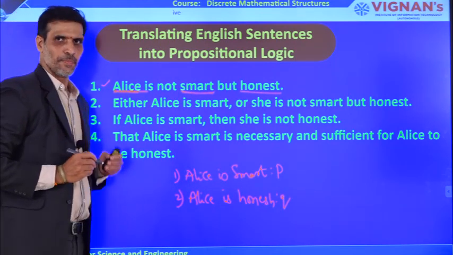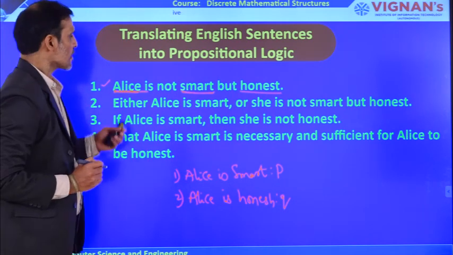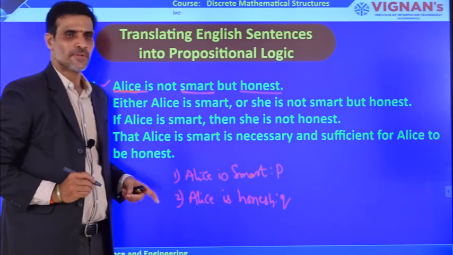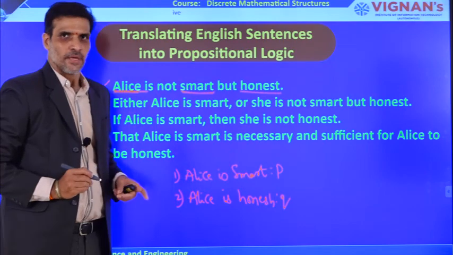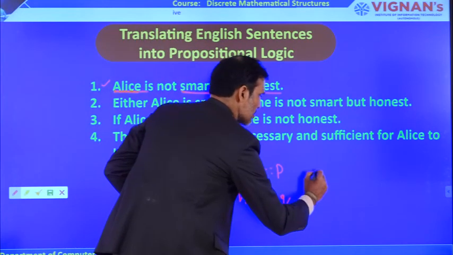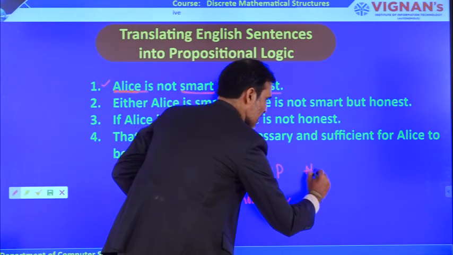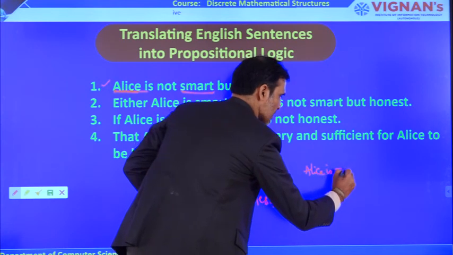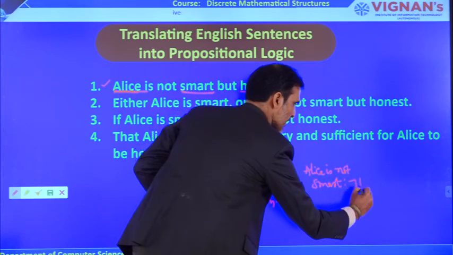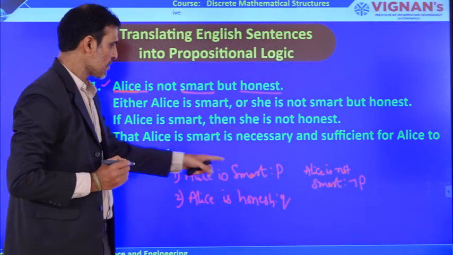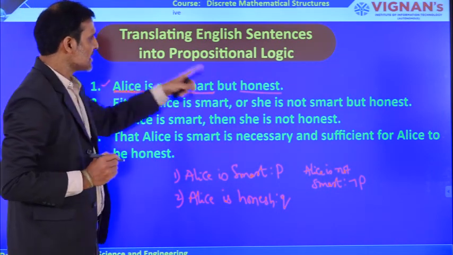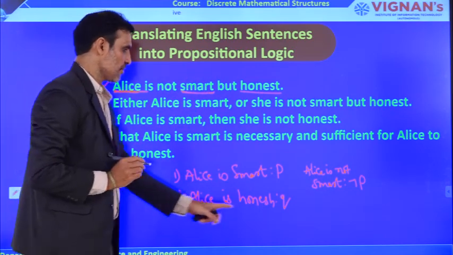Once you have assigned the two propositional variables to the sentences, now, Alice is not smart. Here we have taken Alice is smart as propositional variable P. But here it is given that Alice is not smart, therefore we have to take what? Alice is not smart means negation of P, because Alice is smart is P, therefore Alice is not smart is negation P. But Alice is what? Honest. So no need to change that, so we will take this.